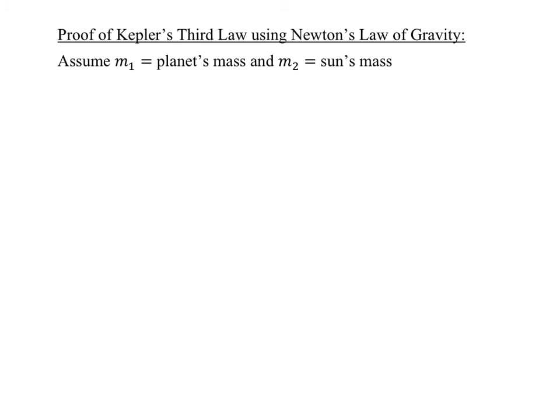Okay, the planet's mass is M1, the sun's mass is M2. Start by recognizing first, in circular motion. By the way, the assumption right now is that we're looking at a circular orbit. I know they're elliptical, but we have to assume they're circular for this to hold true. In circular motion, what is our governing equation of forces?